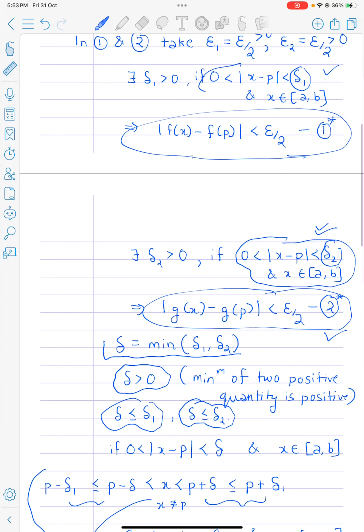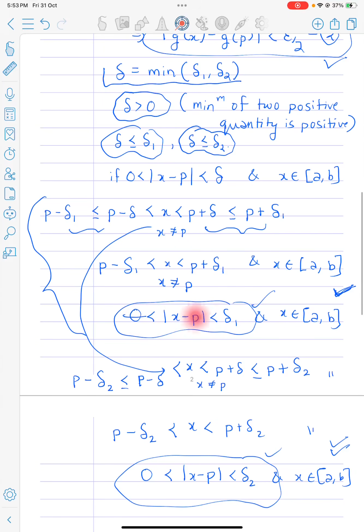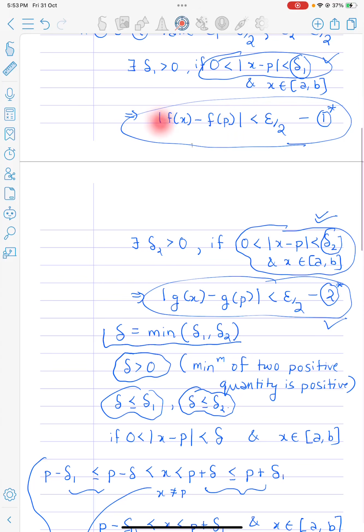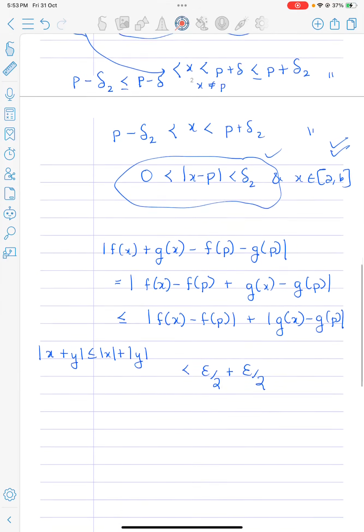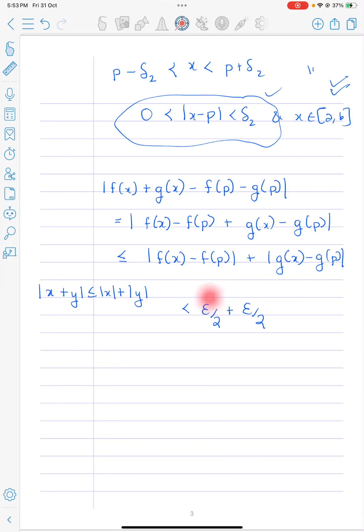Okay, these conditions are satisfied. I have shown that here. This and this, both of these are true. So in turn, we see that this is true and this is true. So I can use this is less than epsilon by 2, and this is also less than epsilon by 2, and this one is equal to epsilon.